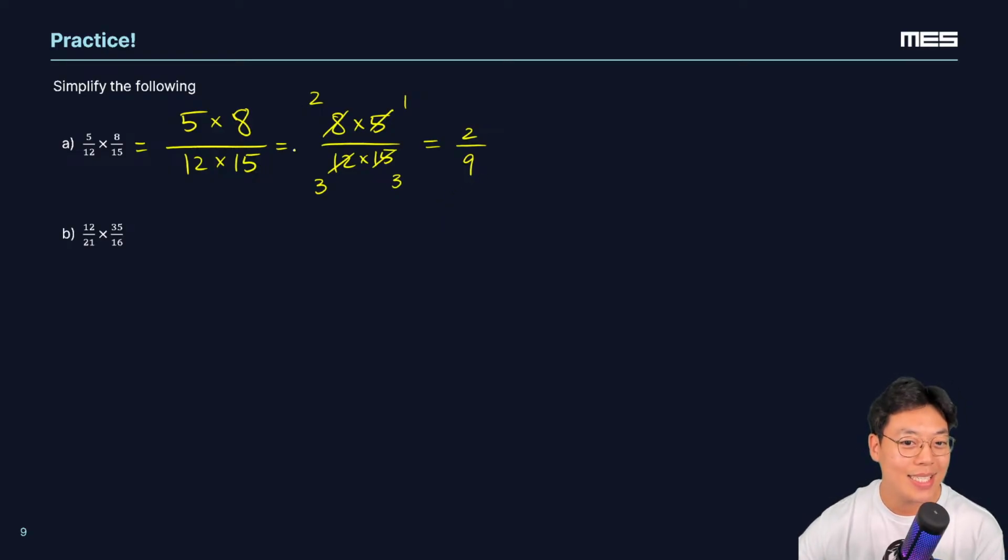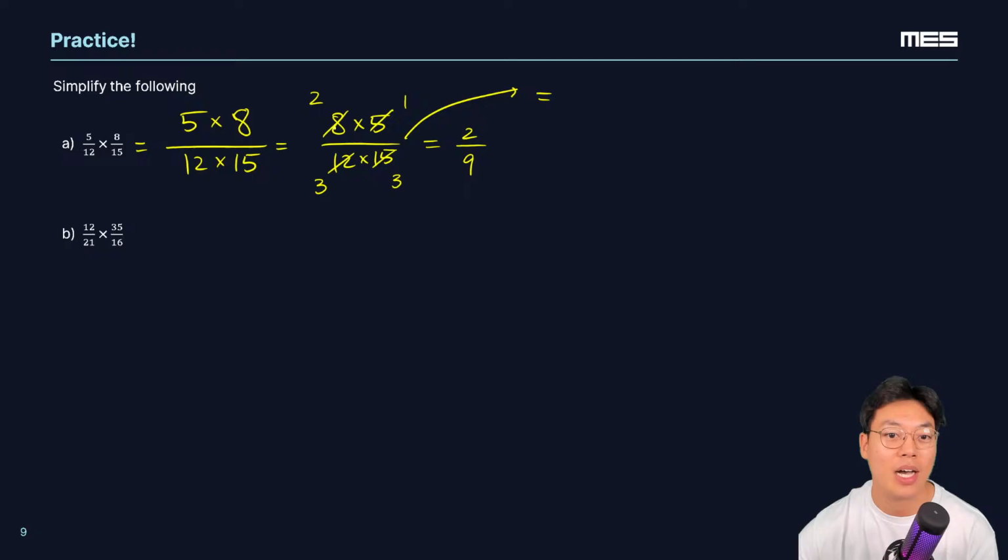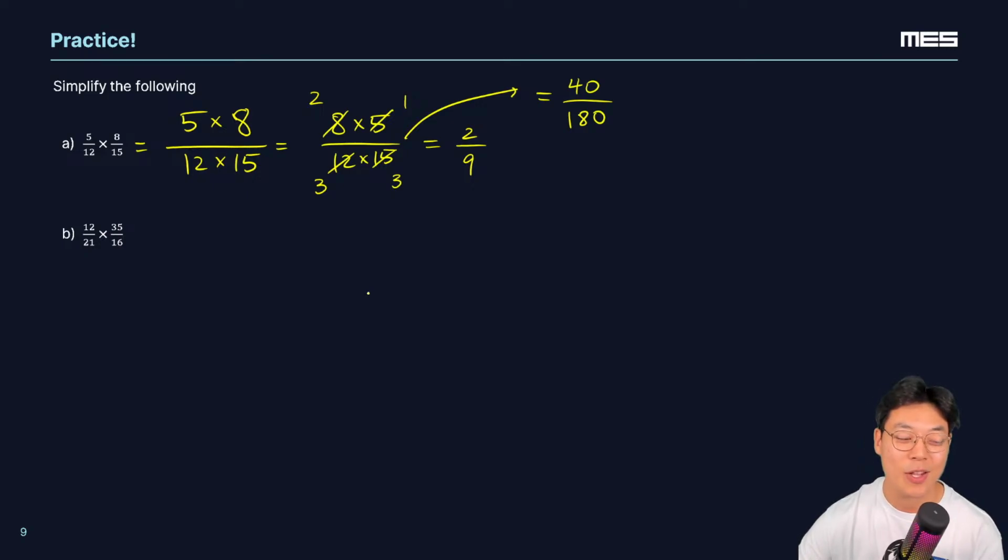Now, why is this? We can further see why this method is very beneficial. Because if we didn't do it this way, from this step, we would have gotten 8 times 5, which is 40, and 12 times 15, which is 180. And ain't nobody got time for that, right? That's a lot more work than the work that we just did over here. So this is a huge advantage to simplifying first before multiplying the fractions across.